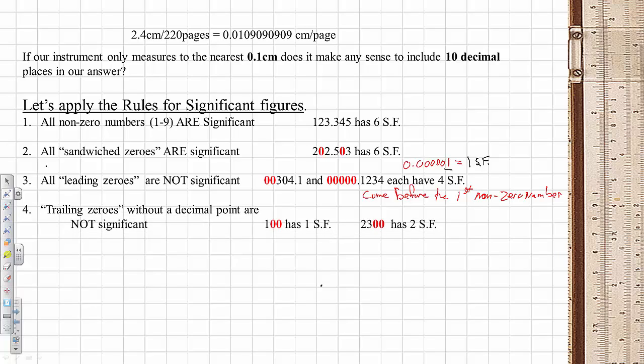The next type, we've got 3 types. Sandwich zeros, leading zeros, and now trailing zeros. Trailing zeros are those that come after the last non-zero number. Again, we read from left to right, so when I say come after, they're to the right. Come after the last non-zero number.